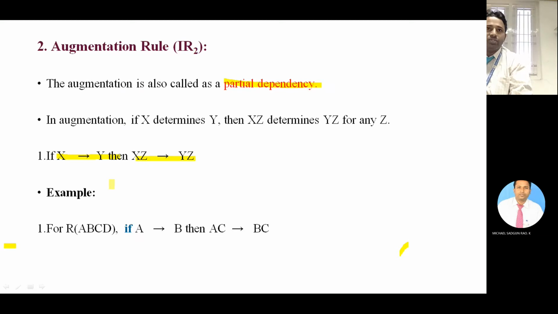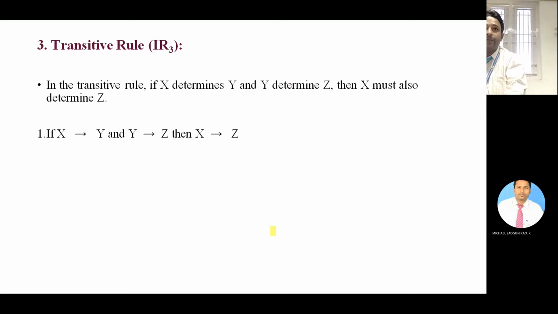That is augmentation. If there is an existing functional dependency, then by adding an attribute to both sides, there will be one more functional dependency like xz to yz. Suppose there is a table or relation R with attributes a, b, c, d, and there is a functional dependency from a to b, then there will be a functional dependency between ac and bc. That is what the augmentation rule is called. It is also referred to as partial dependency.